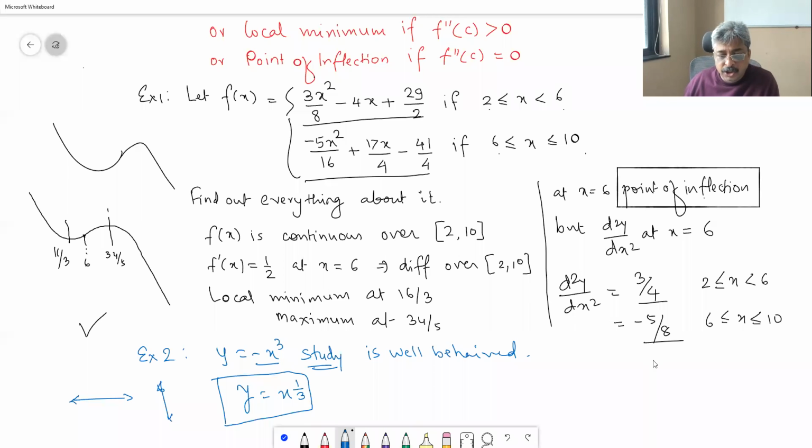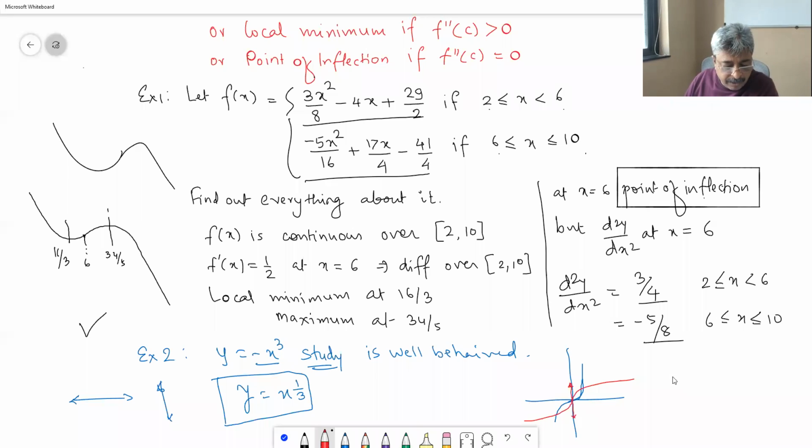Y is equal to minus x cube, or y is equal to x cube, is like this. So its inverse is going to be like this, and therefore if you draw the tangent at x is equal to 0, it is going to be vertical.